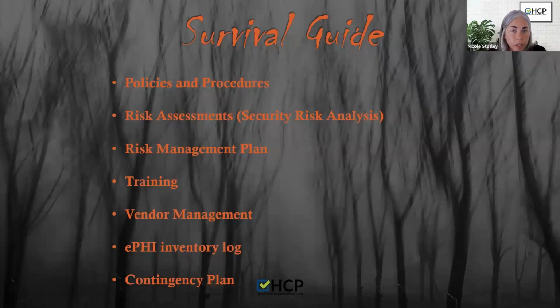So this training should be relevant, as I said, and it should be trackable. So again, if the OCR were to audit you and you say, oh yeah, our staff does training, but you're not able to provide them with some sort of report on dates that training was completed or how often training is happening, they're going to look at you and be like, okay, how do we prove this?